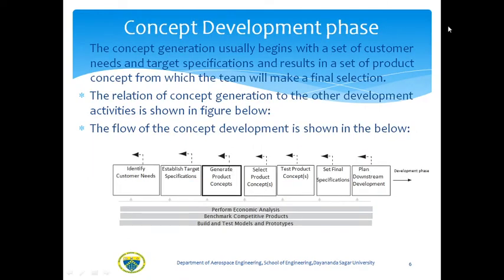Where does the concept generation come in the life cycle? This is the product development cycle. In the product development cycle, the first step is identifying the customer needs, and the next step is converting these needs into the requirements and the specification. Once you are clear about the needs and specifications, you start with your ideas. Concept is nothing but ideas. So this is the step where we are now.